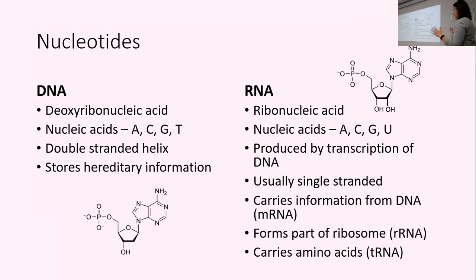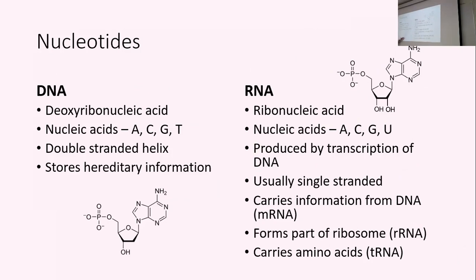Now, got a couple forms that happen with these nucleotides, right, with these nucleic acids. So DNA, what we've been talking about, deoxyribonucleic acid, right, DNA. So you've got these nucleic acids, adenine, cytosine, guanine, thymine, in a long chain with a complementary chain, right? We've got our double helix. And this is how we store hereditary information.